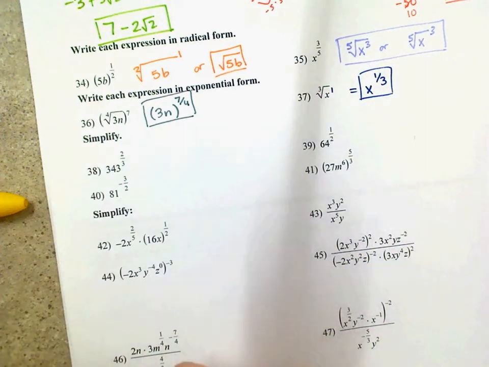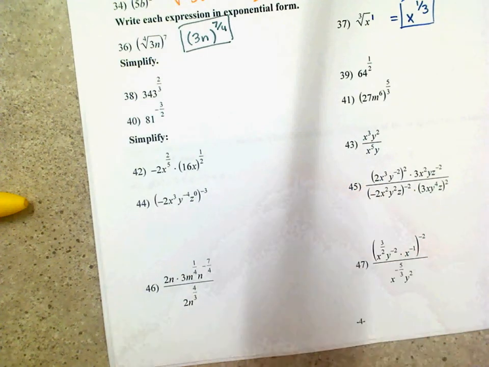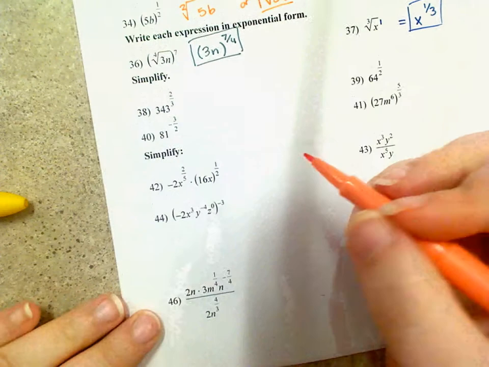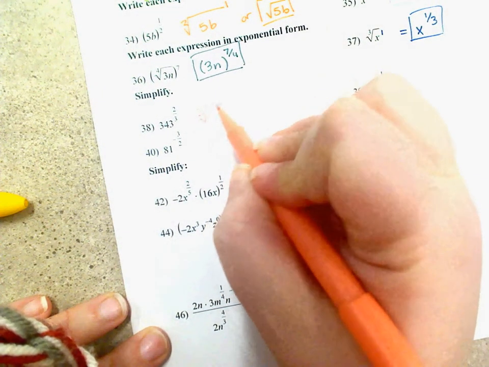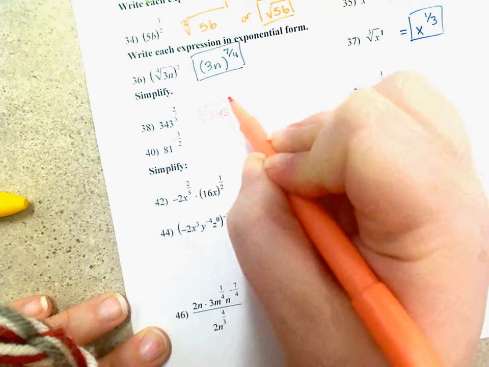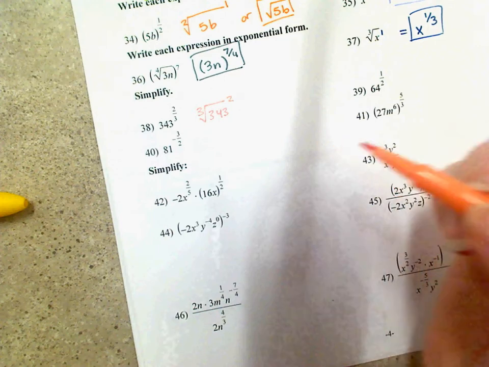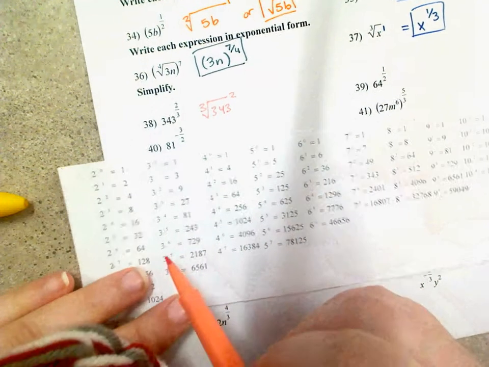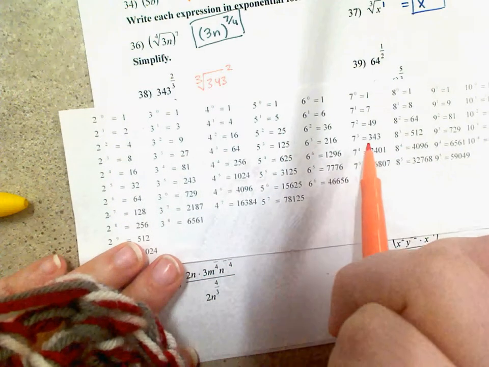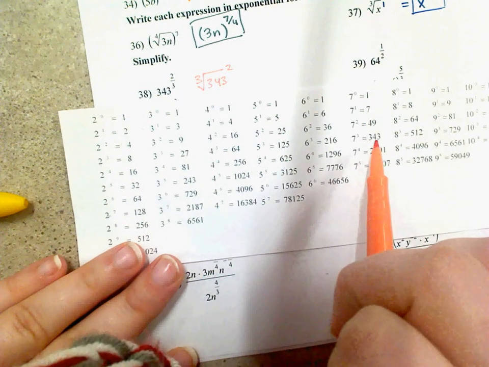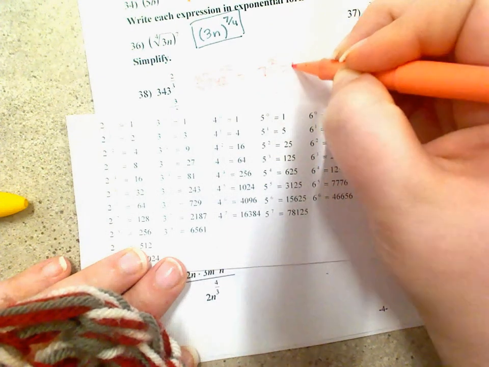Alright, so on this one, we want to find 343 to the 2/3 power. This is without a calculator, so I'm going to think of it as the cubed root of 343, and then I'm going to square it. You could square it first, but without a calculator that would be quite ridiculous. So I'm going to take the cubed root of 343. I look up across the powers of 3, and I see 343 is 7 cubed, meaning the cubed root of 343 is 7. So this is the same thing as 7 squared, which is 49. And there you go.